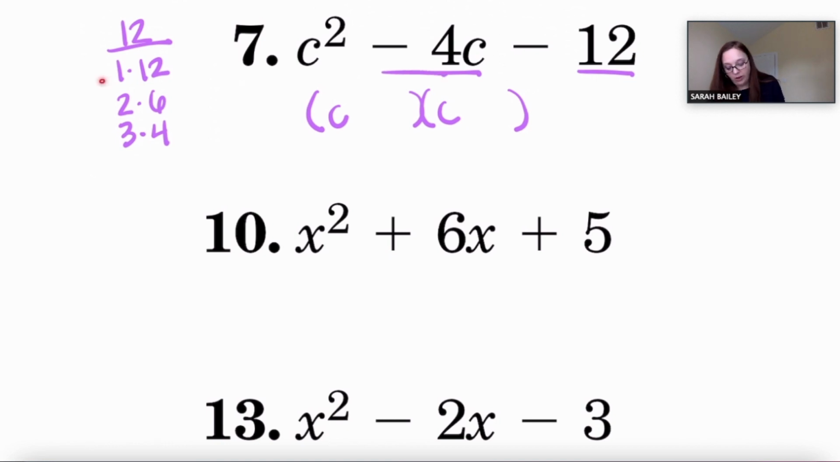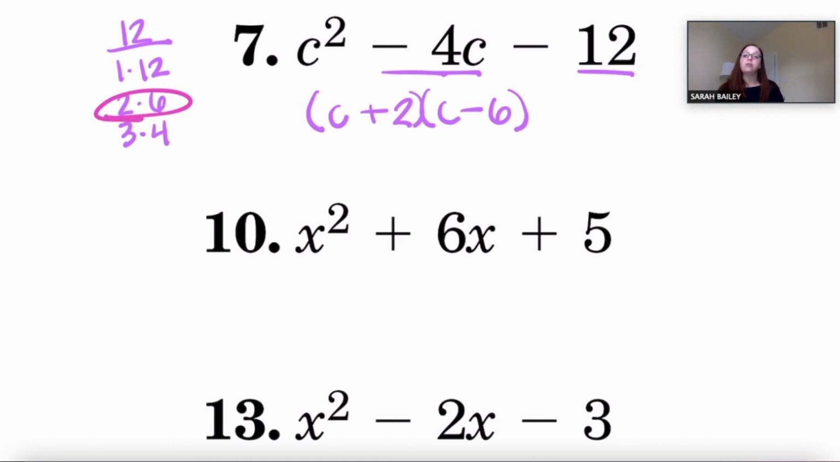So let's think here. Is there any way that I could do a 1 and a 12 and get a 4? No, but the 2 and the 6, I can get a negative 4. 3 and 4, no. So I already know that the pair of factors I'm going to use is that 2 and that 6. Well, I want to get negative 4. 2 plus negative 6 is negative 4. So think about what I just said. Positive 2 plus negative 6. So that's how I knew where to put the signs.